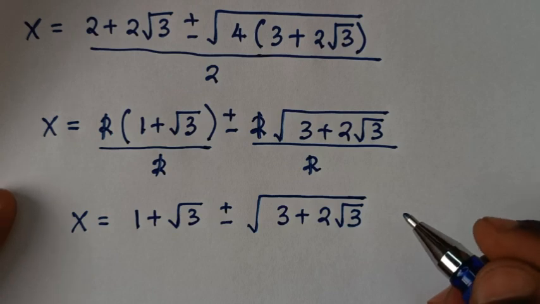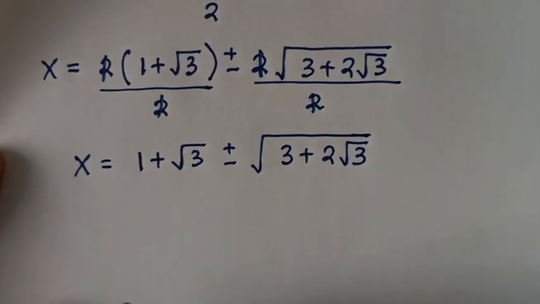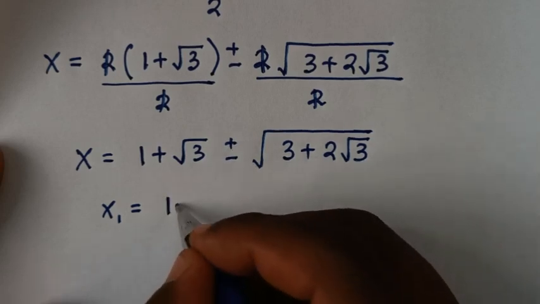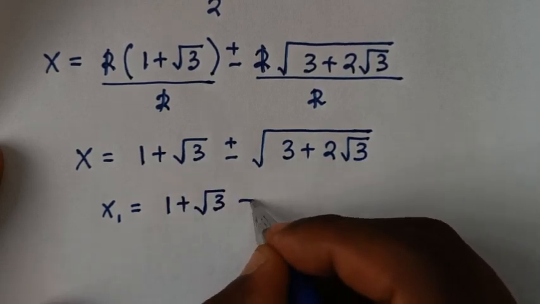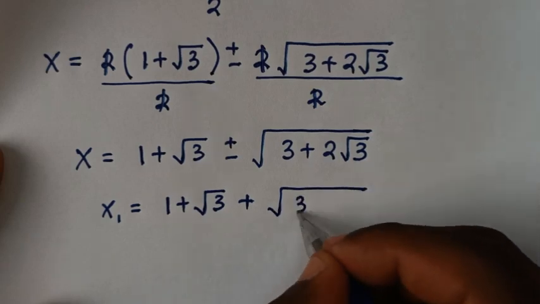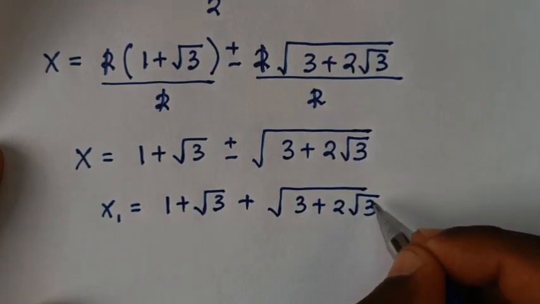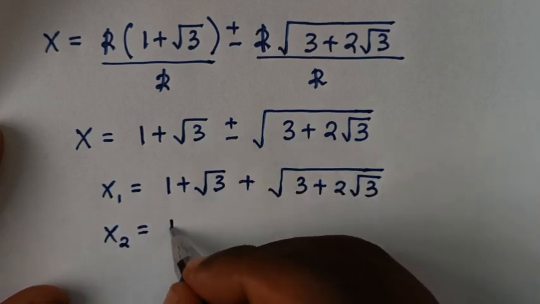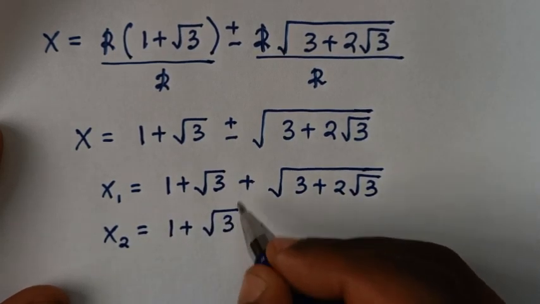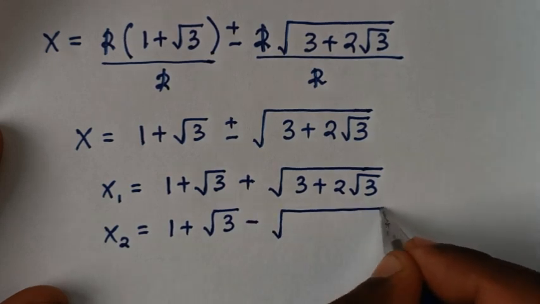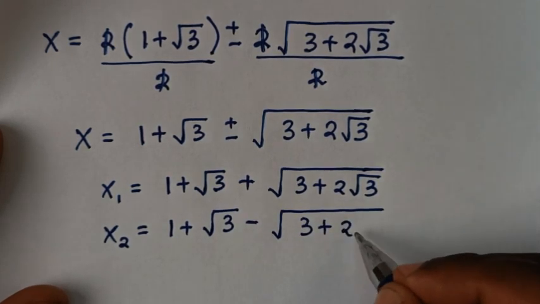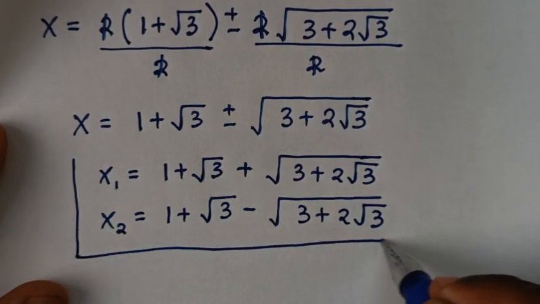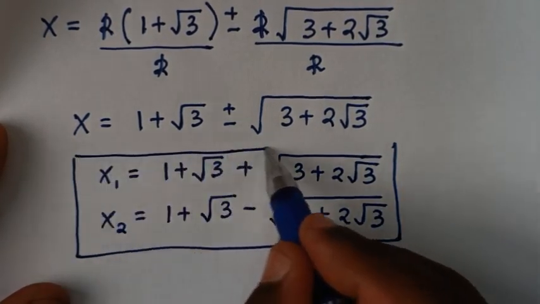So into here we have two values of x, whereas the first value of x is equal to, when it is positive, it will be 1 plus square root of 3 plus square root of 3 plus 2 square root of 3. The second value of x is equal to, when it is negative, it will be 1 plus square root of 3, then minus square root of 3 plus 2 square root of 3. So into here we have two values of x, which are real solutions.